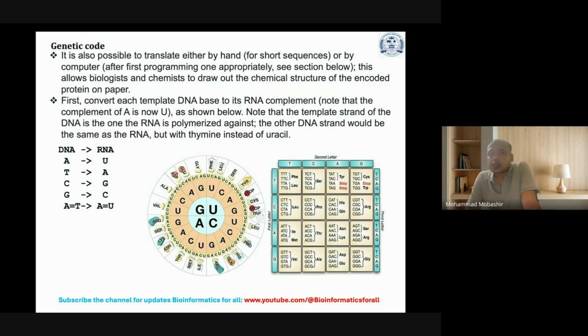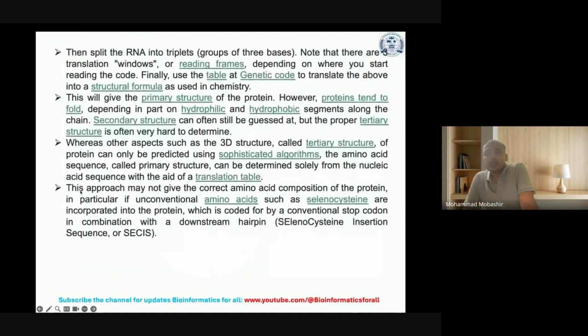Now first convert each template DNA base to its RNA complement, as you can see here. The template strand of DNA is the one the RNA is polymerized against, and the other DNA strand would be the same as the RNA, but with thymine instead of uracil. So here you can see this one thymine, which is replacing the uracil. Then split the RNA into triplets and go for the primary structure of the protein.